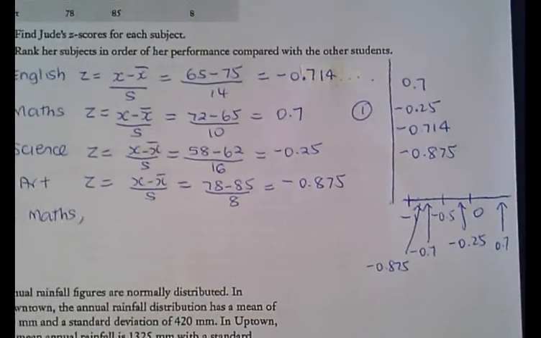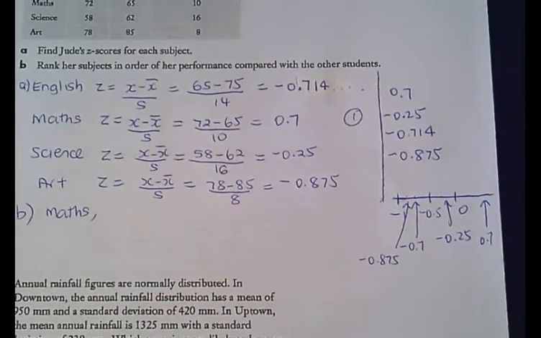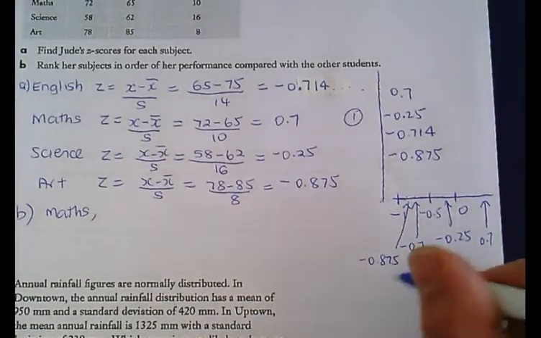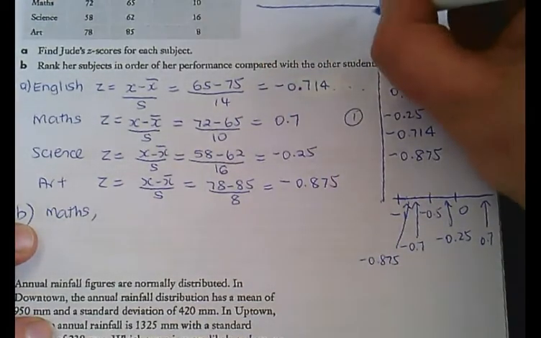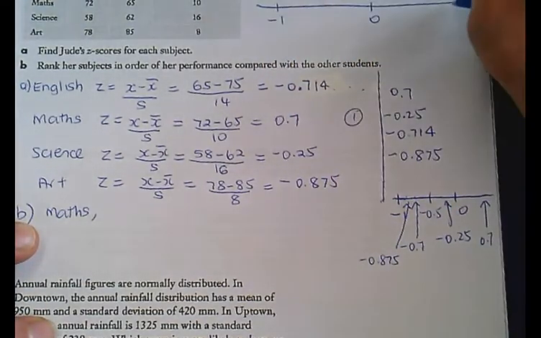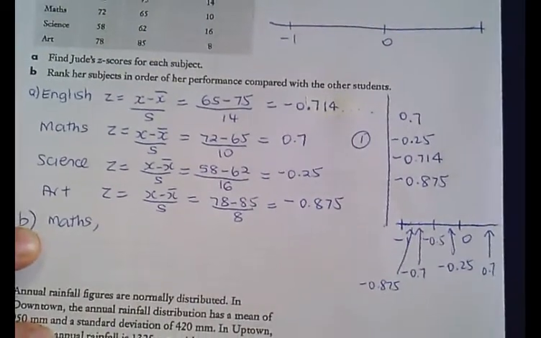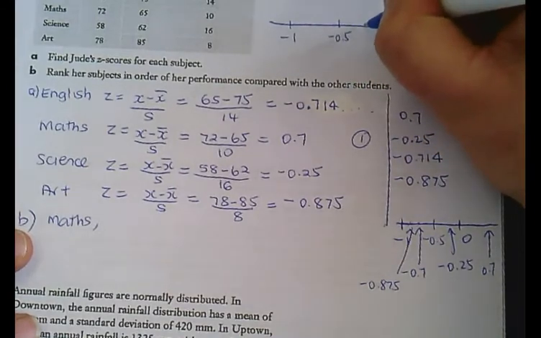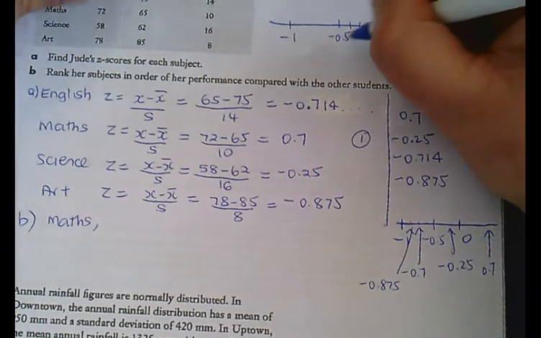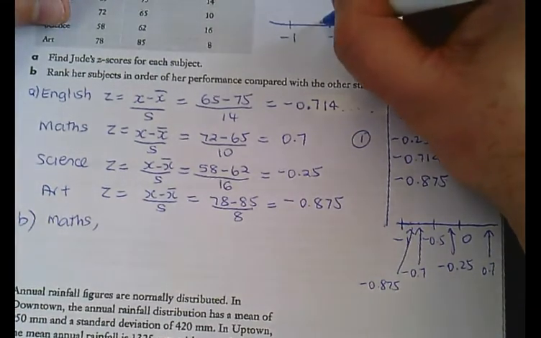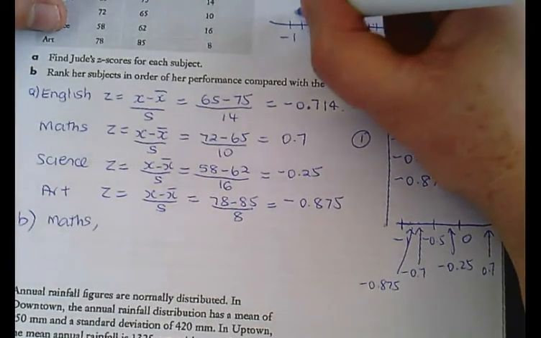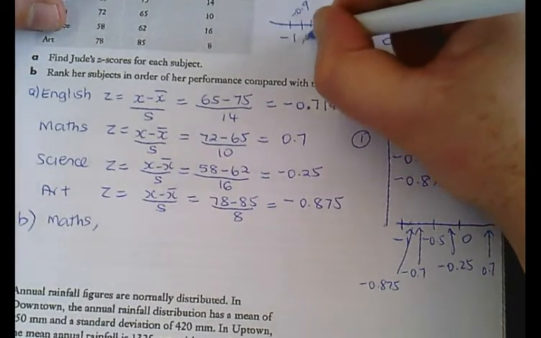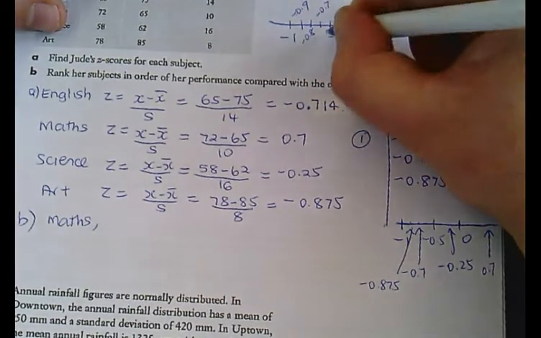So you have to look at a number line. Watch, I'm going to do it up here. 0, negative 1, 1. This is negative 0.1, negative 0.2, negative 0.3, negative 0.4, negative 0.5, negative 0.6, negative 0.7, negative 0.8, negative 0.9. Do you get it?